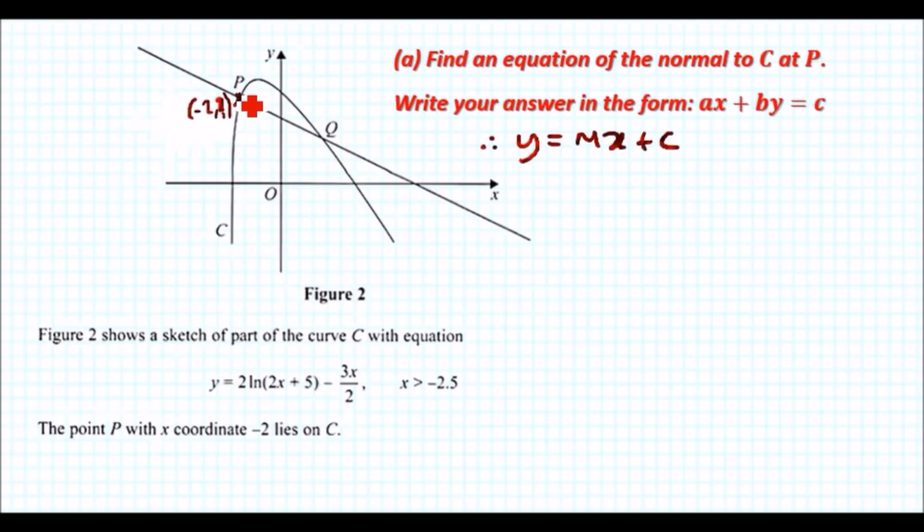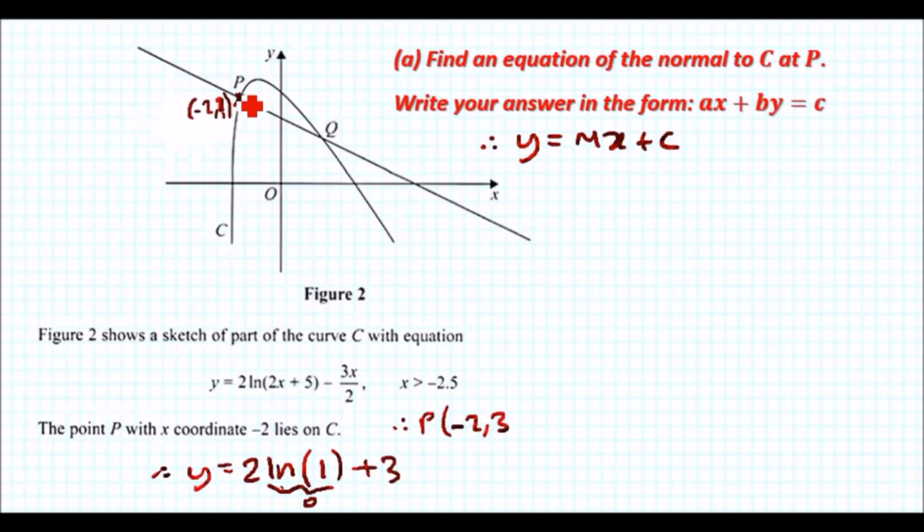So what is the equation of the normal at this point? We know the x coordinate is minus 2, so I think it's best to find the value of y. To find the value of y, all we do is plug the x value into this equation. So y equals 2 log, and then plug in x minus 2 and get minus 4 plus 5, so log 1. Log 1 is actually 0, so this is pretty useful. Minus 3 times negative 2 over 2 would cancel out, and you're left with a positive 3, so it'll be plus 3. Therefore, the coordinates at P are minus 2 and 3. Sweet. Not so bad.